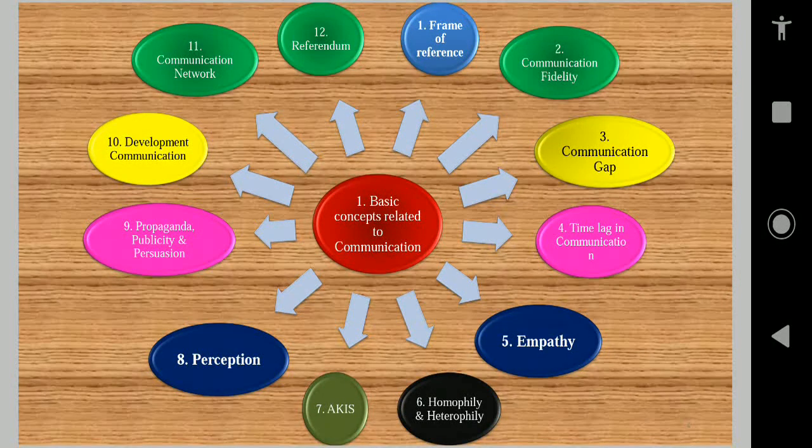Okay, then come to communication network. What is a communication network? A communication network consists of interconnected individuals who are linked by patterned flows of information. Here, the flow of information is in a pattern, from one person to others. The network interconnectedness of an individual in a social system is positively related to the individual's innovativeness, according to Rogers, 1995.